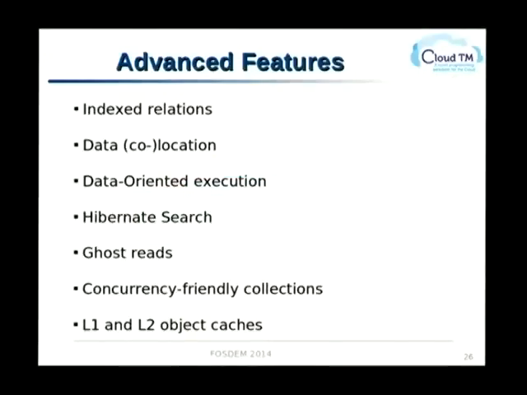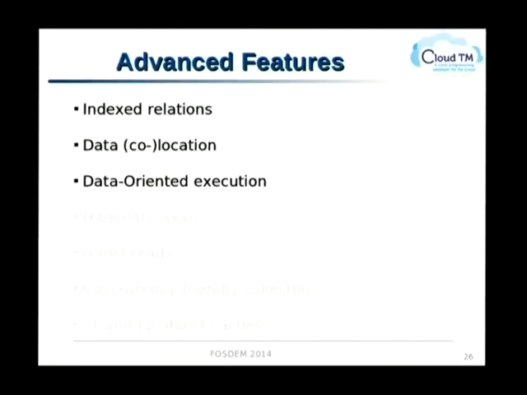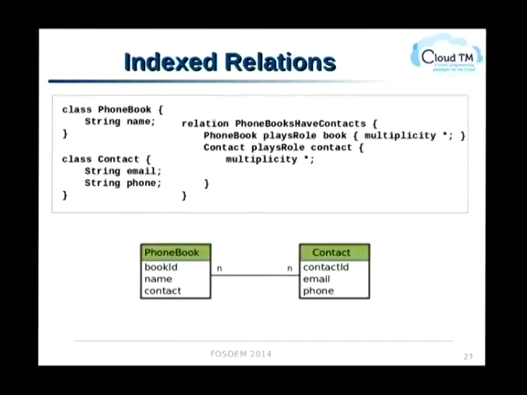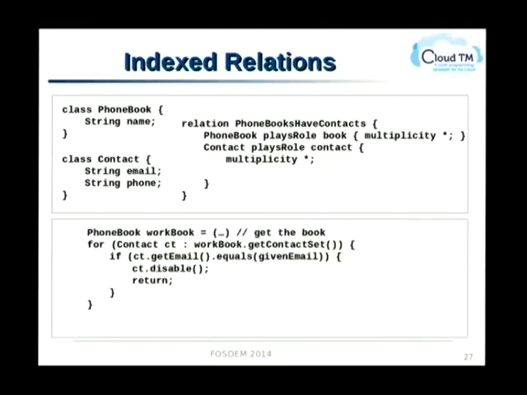And so there are plenty of advanced features that I could talk about, but I'll just briefly go over a couple of them. In this case, I'll just talk about index relations. If you have this design that I told you about, and you now want to disable a contact from your phone book given an email, you have to write code somewhat like this, where you need to go over all your contacts, and then you say, okay, this is the contact I want to disable. But this is crappy if you have a load of contacts.